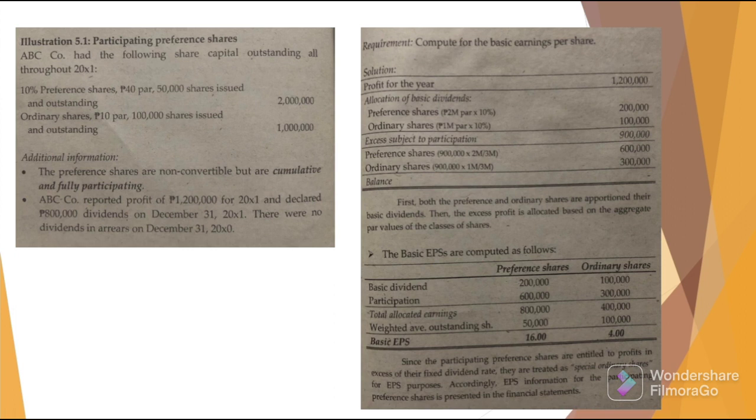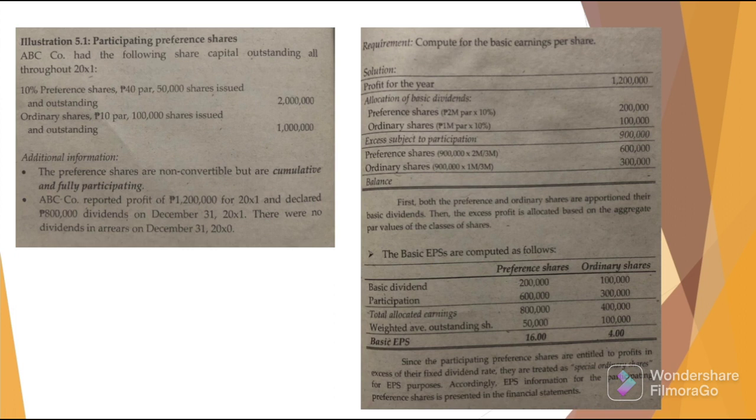Kabuuan yun ng shares. So, preference shares: 900,000 times 2 million over 3 million equals 600,000. For the ordinary shares naman, ganun din, 900,000, which is yung excess subject to participation, times 1 million. Yung 1 million kasi sa ordinary shares siya. Divide mo over sa 3 million din, over ng total shares, equals 300,000.